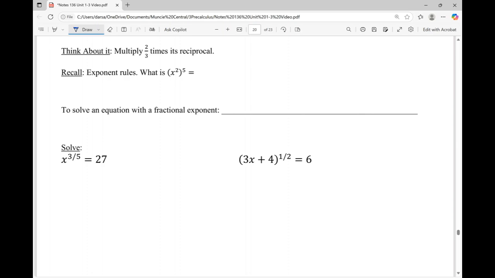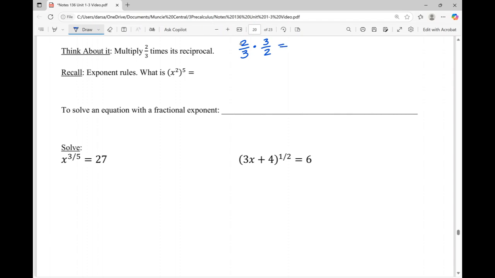Okay, we are going to learn how to solve equations that involve a rational exponent, meaning an exponent that is a fraction. And to scaffold our way there, let's think about two things. First, think about the fraction 2/3. What is the reciprocal of 2/3? Well, it's 3/2.